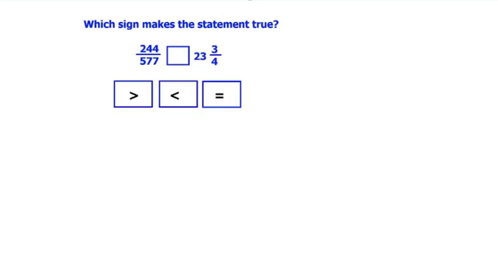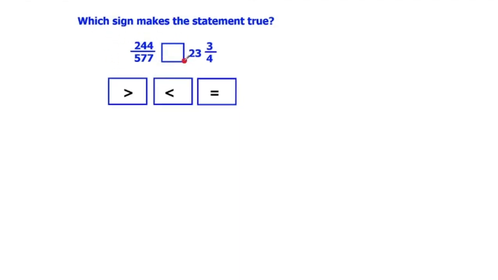In this video, I'm going to teach you how to compare positive rational numbers. So if we have a problem like this that says which sign makes the statement true, we have a fraction here and we need to figure out if it's less than, greater than, or equal to this number, which is a mixed number. I'm going to teach you some of the tricks about some of these fractions.